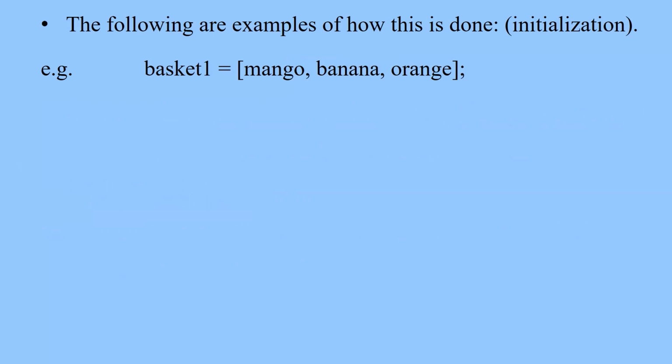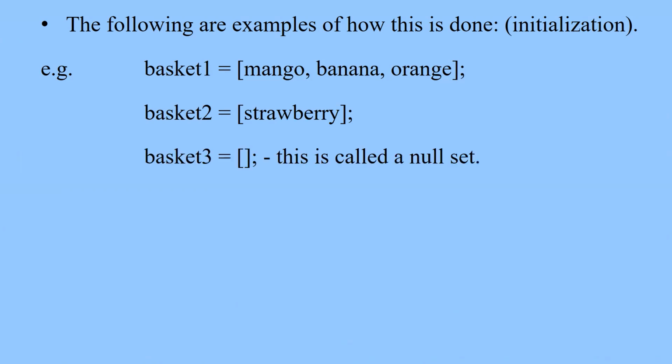That order is very important. Mango refers to the first element or first subscript. Banana is second subscript. Orange is the third subscript or third element. We can also initialize a variable called basket 2 with strawberry. We can also initialize basket 3 with nothing. This is called a null set.